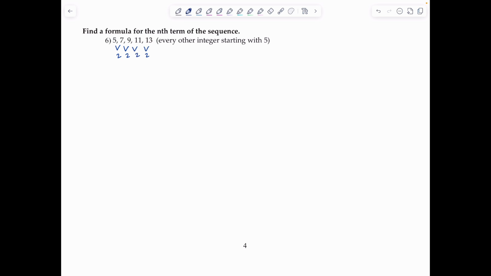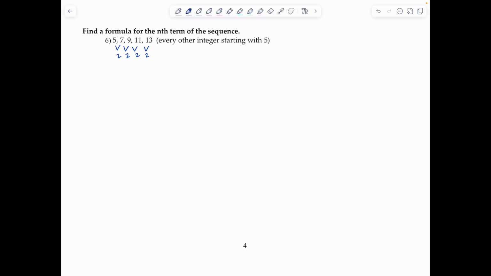This is an arithmetic sequence. Hopefully you've studied that a little bit in pre-calc. And when you need the formula for an arithmetic sequence, you take the common difference. So that's the amount that each of the terms is changing by to get from one to the next. And an arithmetic sequence can be represented by a linear expression in terms of n.